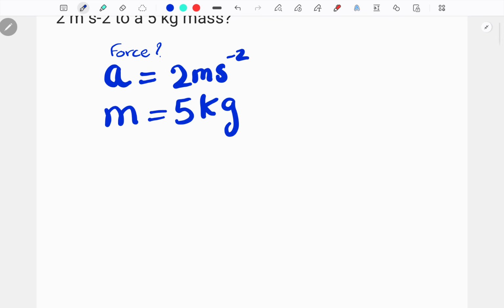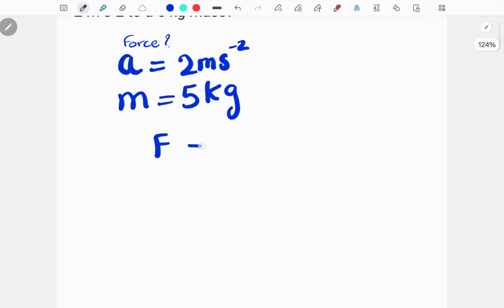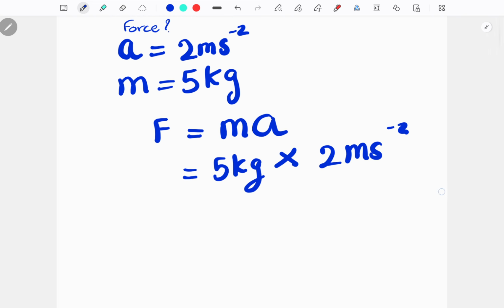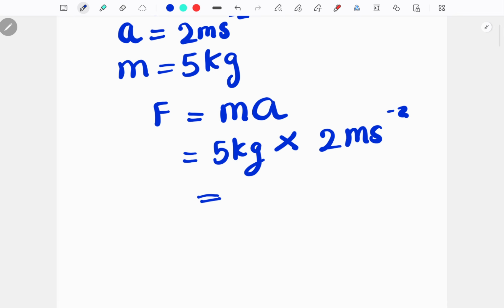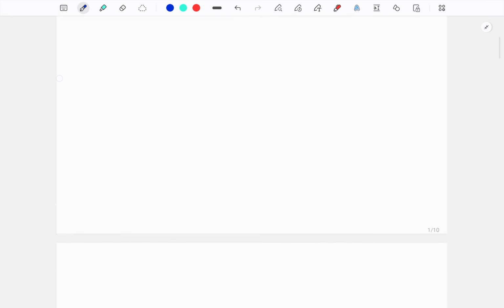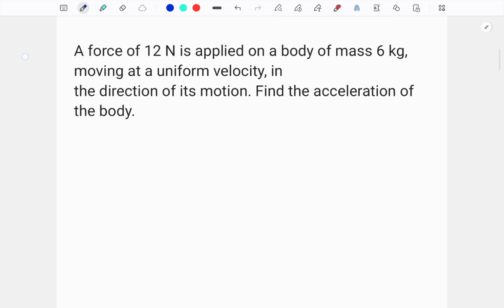You know from that equation, F or the force equals mass times acceleration. So 5 kg. Remember to write the units, right? They are giving marks for the units. Don't miss it. So 5 times 2 is 10 Newton. Simple, right? Then we can move to the next question. You can pause the video and answer by yourself.